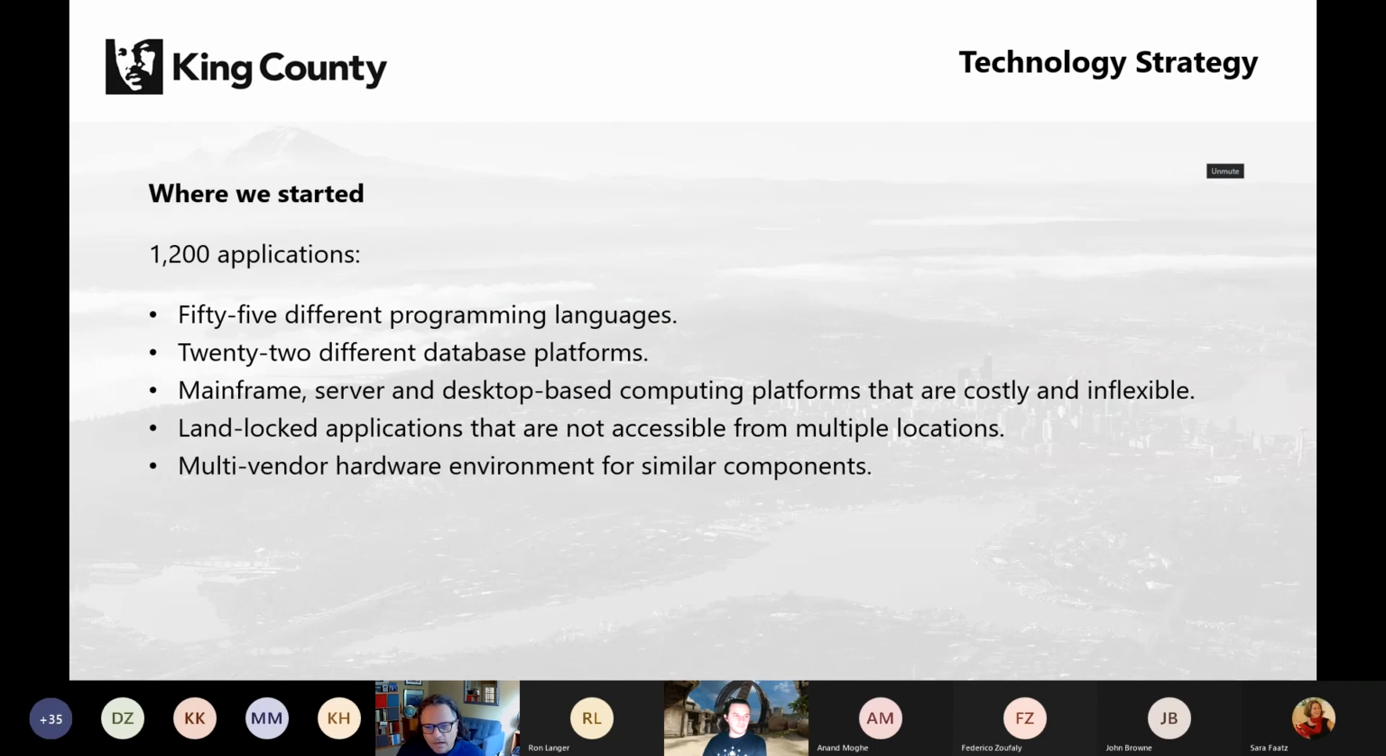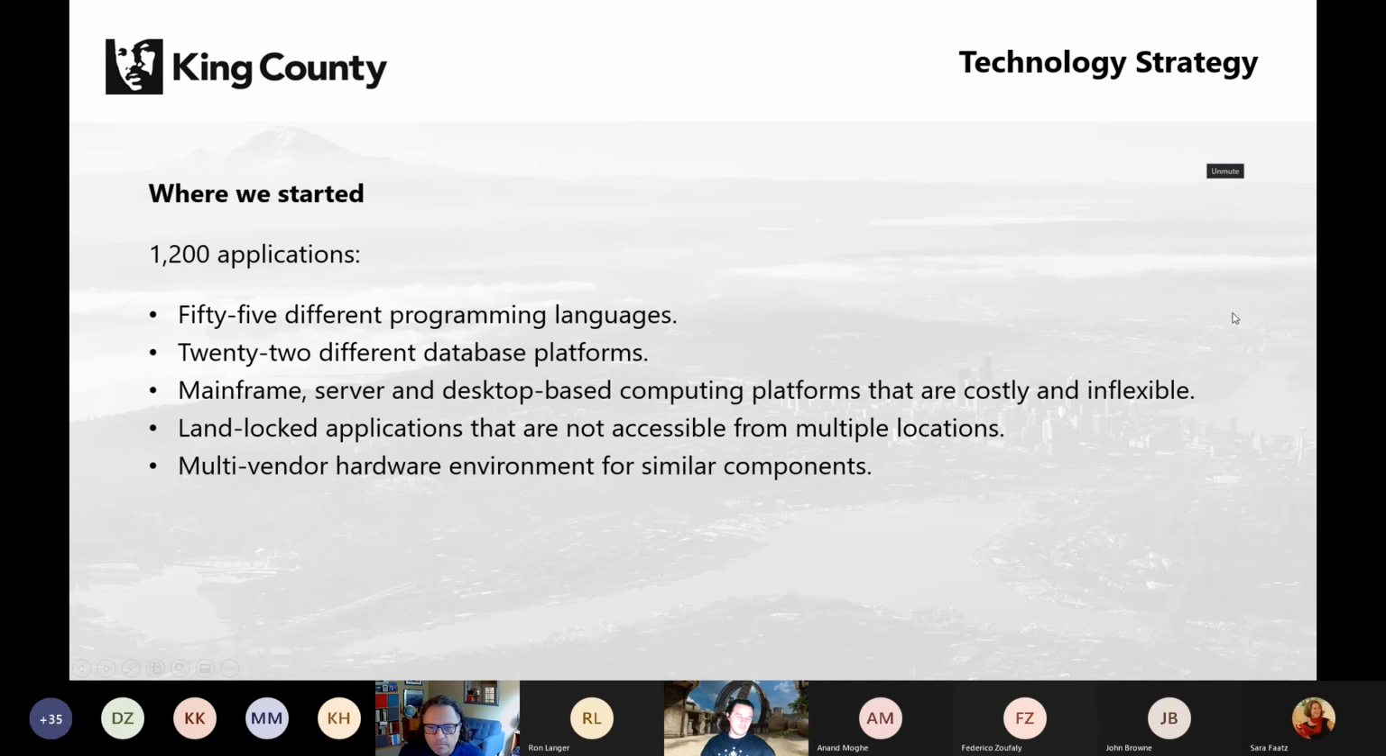So when we began to collect data and information about what we had, as we came together and centralized, this is what we discovered. Collectively, we had over 1,200 applications that we could track in our portfolio, 55 different programming languages, 22 different database platforms. We had mainframe, server client, WinForms, web forms, we had the whole spectrum of stuff that you would expect to see.